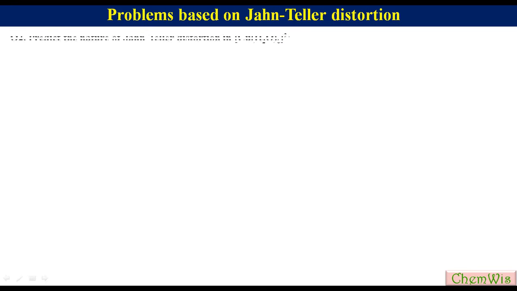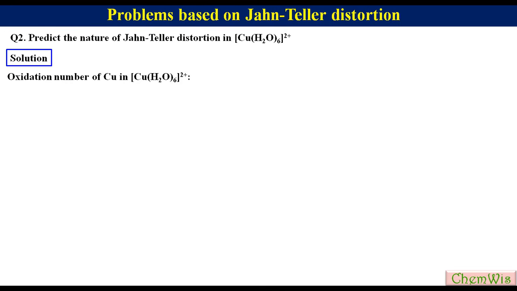Question number 2. Predict the nature of Jahn-Teller distortion in [Cu(H2O)6]2+. The oxidation state of copper in this complex is +2. So the number of electrons in copper 2+ will be 29 minus 2 is equal to 27, since the number of electrons in copper metal is 29 and copper 2+ will be formed by the removal of 2 electrons from it.